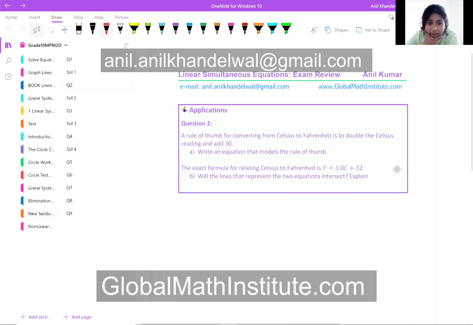Part B. Will the lines that represent the two equations intersect? Yes. Okay, so we've got different gradients. Correct. So the system is consistent. That is what the question is. You just observed rightly: if we have different gradients, they are going to intersect. Simple as that. And so you can always find the point of intersection.